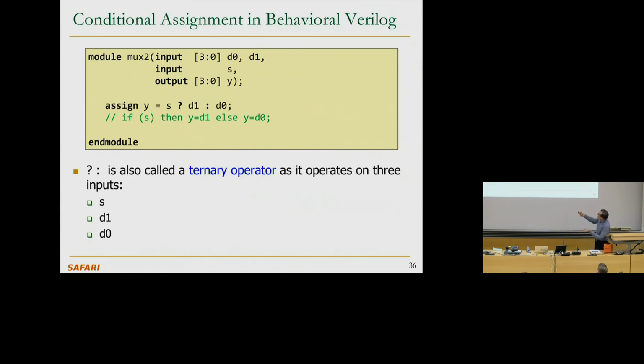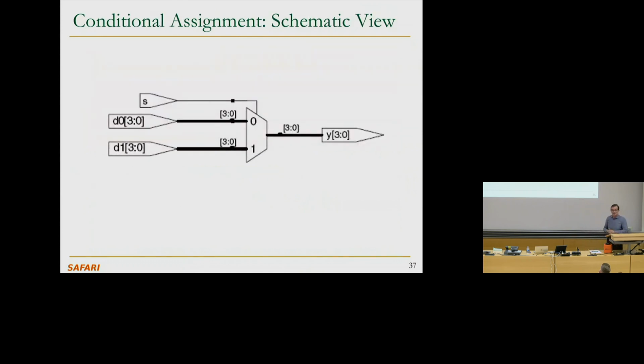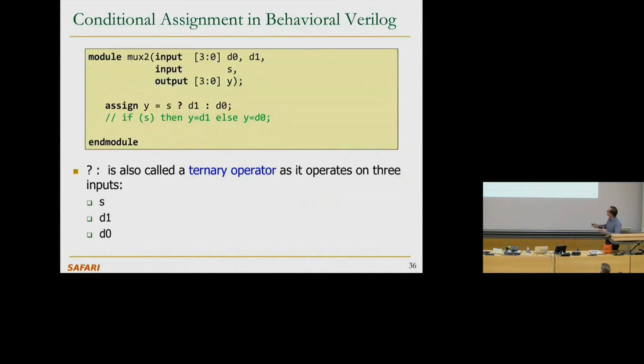Basically, this says that if S is true, then Y gets assigned D1. Otherwise, Y gets assigned D0. Y is a 4-bit output, and these are the 4-bit inputs. So this is a 2-input mux where each input is 4 bits and output is 4 bits. Much easier, as you can see, than gate level description. And this is also synthesizable. You can give this to a tool, and it generates this mux for you. A nice tool, of course.